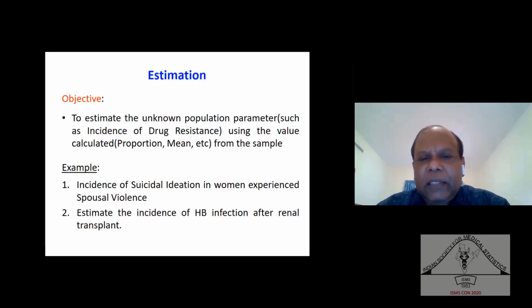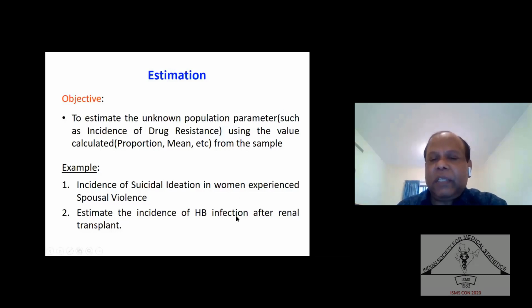There is no comparison involved here, just estimation. For example, the incidence of suicidal ideation in women who experienced spousal violence. Is it 10%, 20%? What is the confidence interval about that data? If I say 10%, it's called a point estimate. When somebody repeats the study somewhere else, it cannot be exactly 10%. There is a variability around this 10%. So in order to explain that variability, we provide a 95% confidence interval.